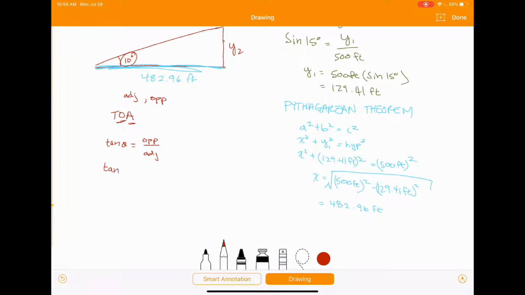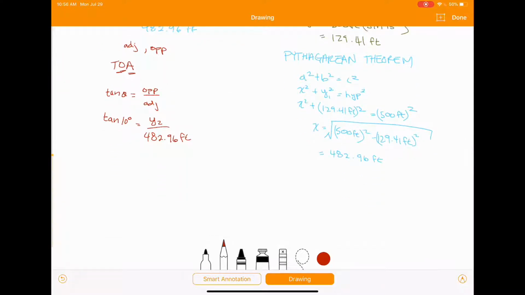So we know theta is 10 degrees. Our opposite we don't know, so we're just going to plug y2 in there. And then our adjacent is what we just solved for, is 482.96 feet. And so you just bring that over to this side and you can solve for y2. It's going to equal 482.96 feet times the tangent of 10 degrees. And we're going to get that y2 equals 85.2 feet.